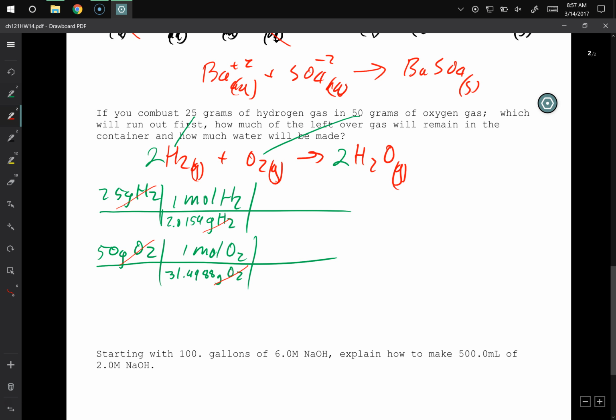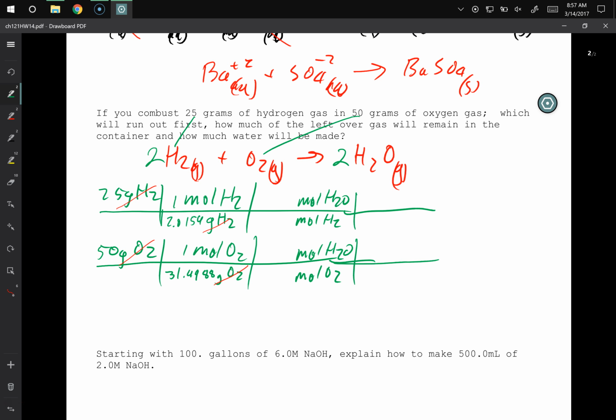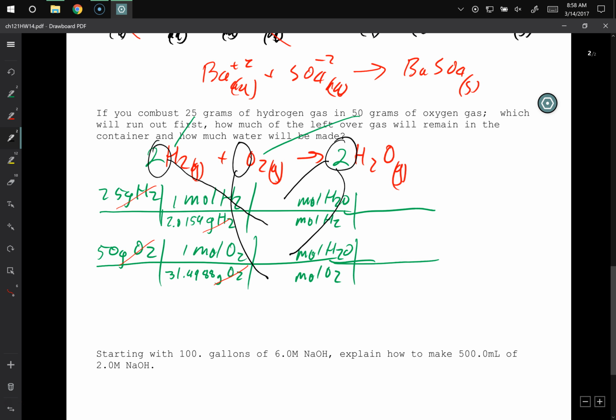And what does this first step do for us? It counts how many hydrogens I have and how many oxygens I have. Okay, so I'm going to need to get rid of this mole of hydrogen and this mole of oxygen. What I'm going to turn this into is what I'm looking for, which is moles of water and moles of water. What number do I put in front of each of these mole units? For the water, I'm going to put a 2. For the oxygen, I'm going to put a 1. And for the hydrogen, I'm going to put a 2. I just get the numbers off of the balanced chemical equation.